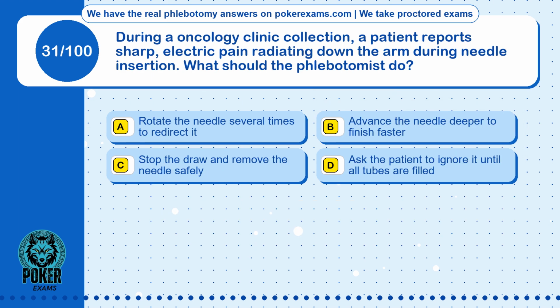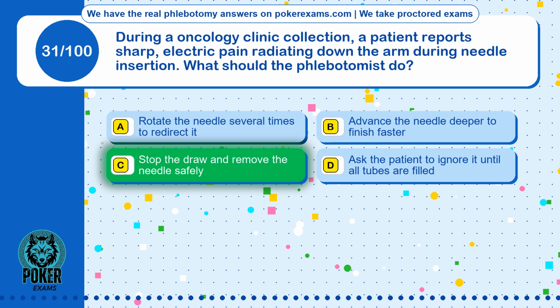Question 31. During an oncology clinic collection, a patient reports sharp, electric pain radiating down the arm during needle insertion. What should the phlebotomist do? Option A. Rotate the needle several times to redirect it. Option B. Advance the needle deeper to finish faster. Option C. Stop the draw and remove the needle safely. Option D. Ask the patient to ignore it until all tubes are filled.